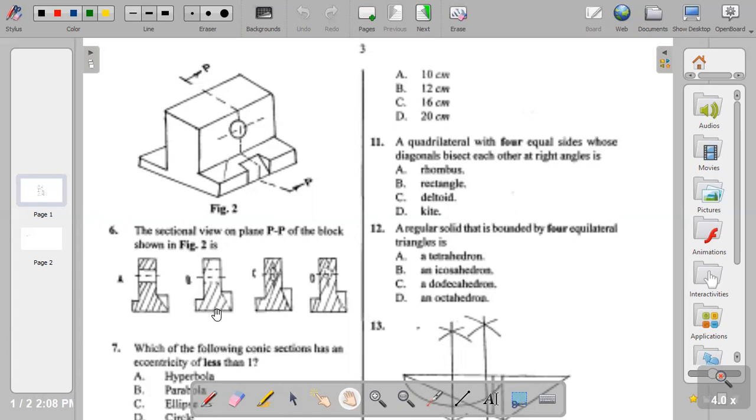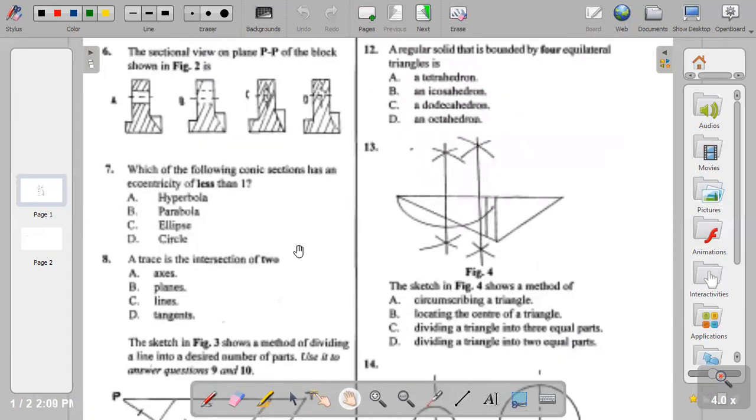Option B is not properly sectioned. The section lines should go all the way. So we can't find it here. And in option C, what makes it wrong is that the section lines, which are the hashing lines, were used across the center line, which is very wrong. So you leave it as a rectangle, same as option D. So to question 6, the answer is A.